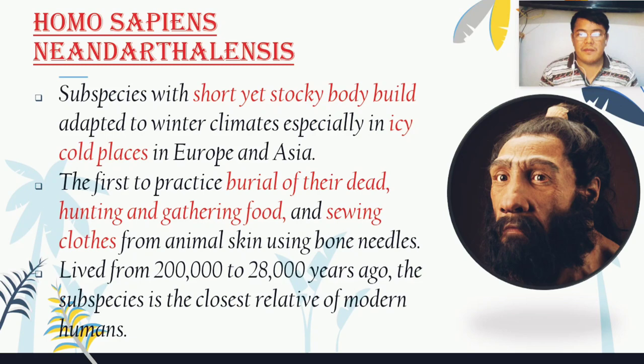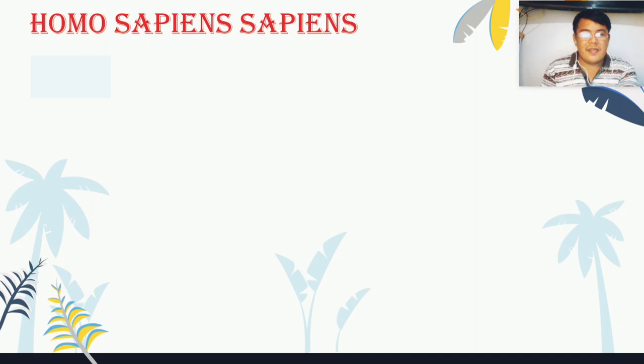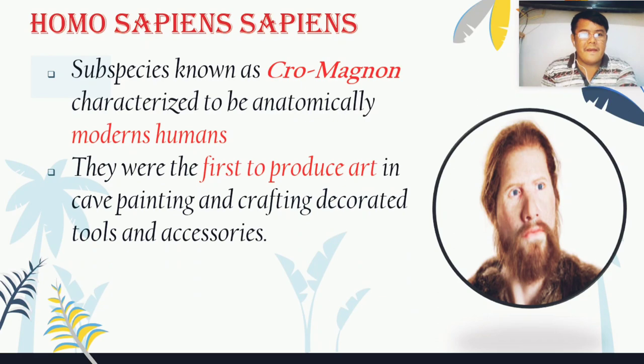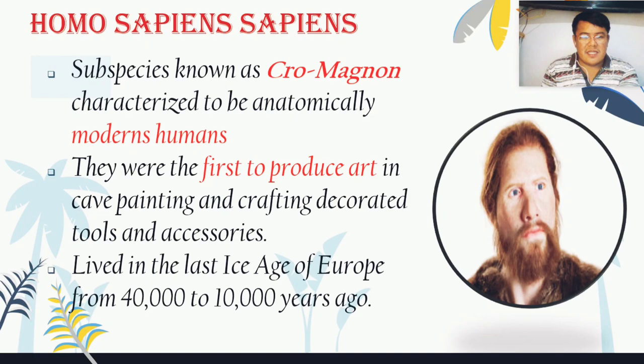And finally, the Homo sapiens sapiens. Subspecies known as Cro-Magnon characterized to be anatomically modern humans, and they're still Homo sapiens. They were the first to produce art in cave painting and crafting decorated tools and accessories. Lived in the last ice age of Europe from 40,000 to 10,000 years ago.